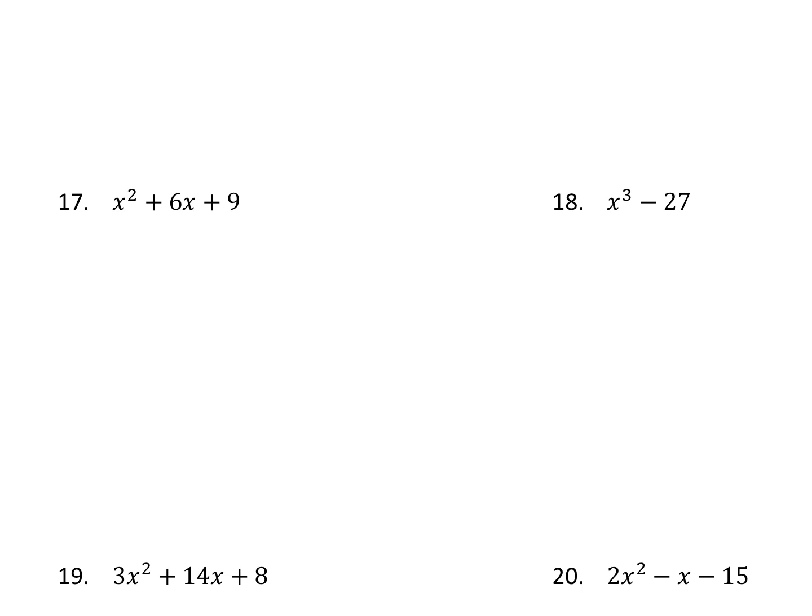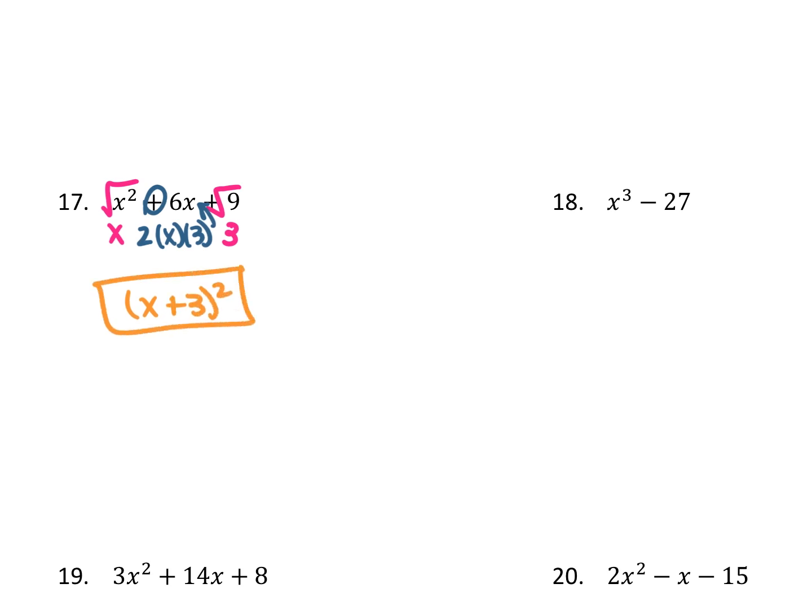For 17, you have a perfect square trinomial, which means you can take the square root of the x squared, that's x. You can take the square root of the 9, that's 3. Positive 2 times x times 3 gives you the 6x. So this means that this factors to be x plus 3 squared. Or x plus 3 times x plus 3. It's the same exact thing.